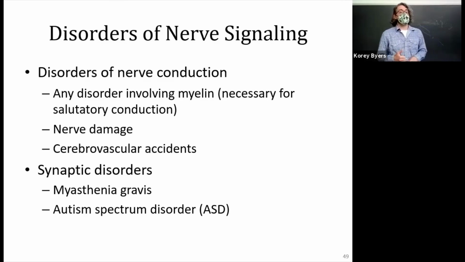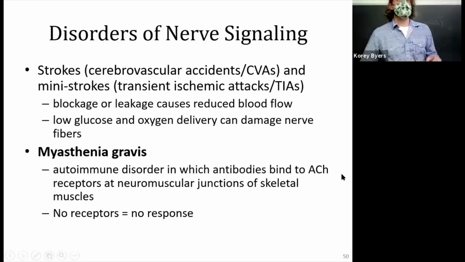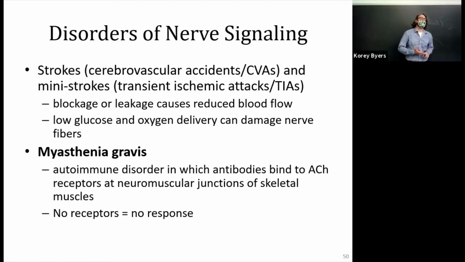There can also be cerebral vascular accidents, which you'll probably hear again if you go into the medical field. These are strokes, issues where there's been a blood clot or low blood flow. And then issues with synapses occur with autism and myasthenia gravis. With strokes, or CVAs, cerebrovascular accidents, and mini strokes, or transient ischemic attacks, you've had either a blockage or low blood flow, causing that tissue to become hypoxic, low oxygen, and hypoglycemic, low sugar. And so there can be cell death at that point.